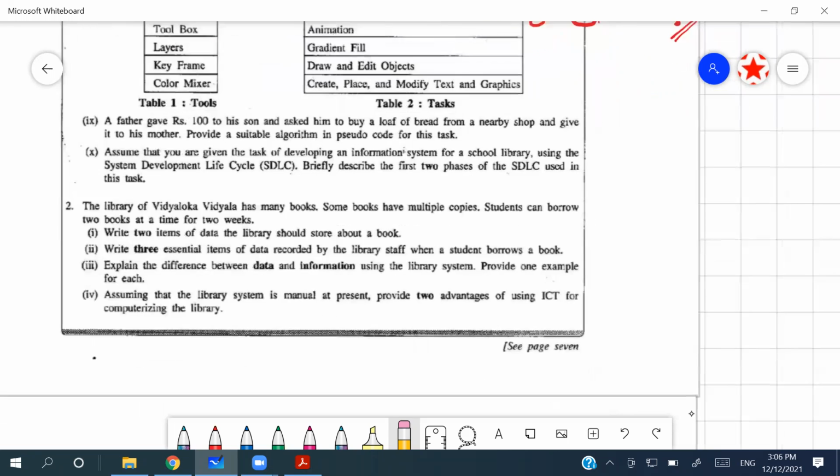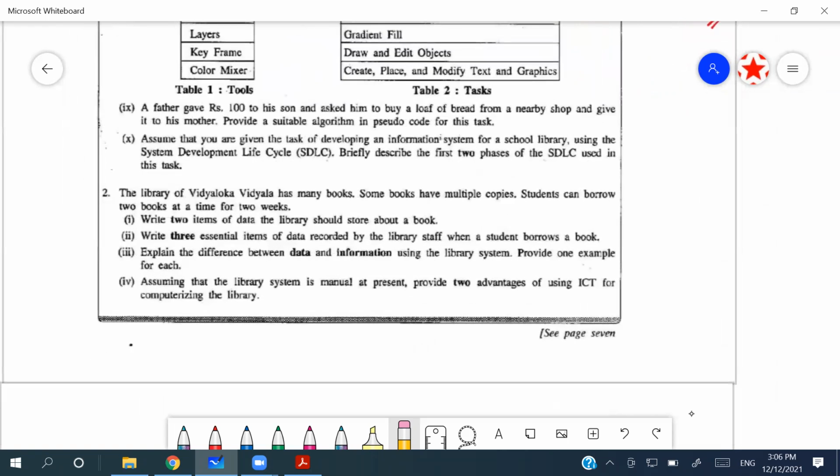Okay, so the second question, we have done with the first question. So today we are going to go with the second question. And it says the library of Vidyalok Vidyalaya has many books. Some books have multiple copies. Students can borrow 2 books at a time for 2 weeks, right? Write down items of data the library should store about a book, right?